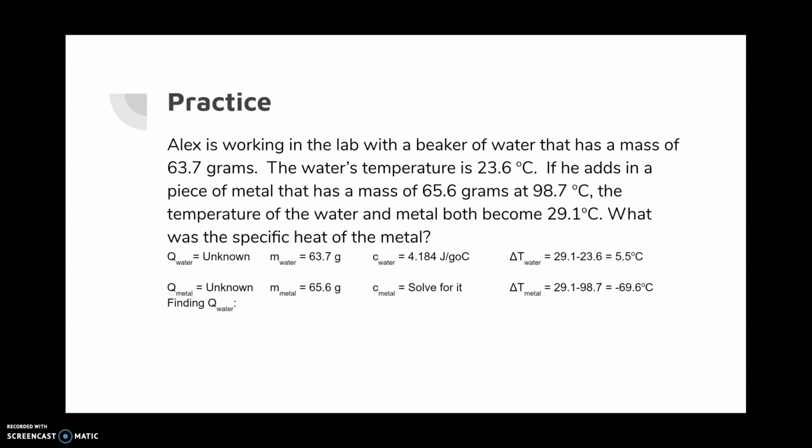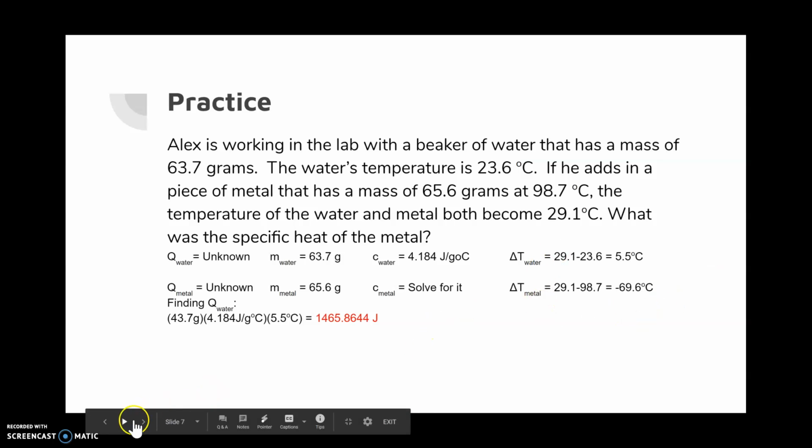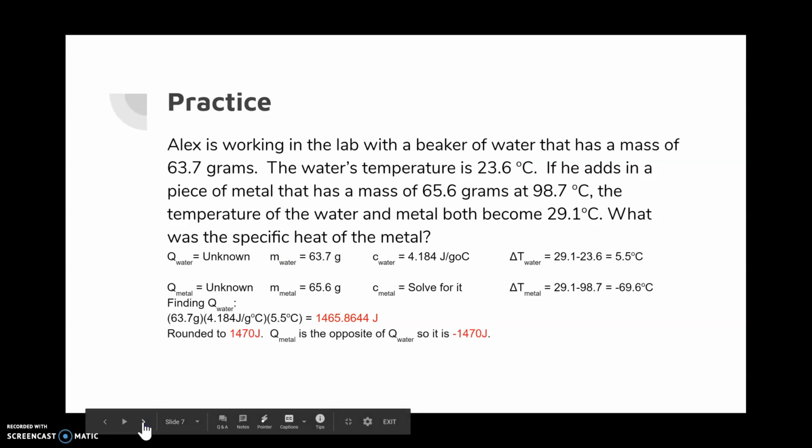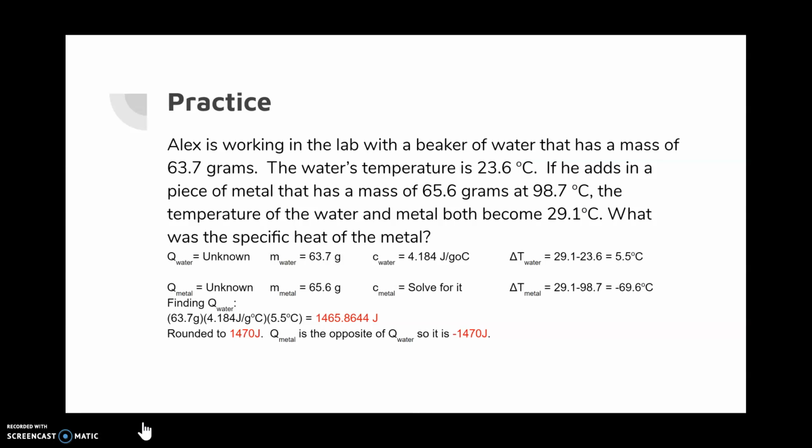And if you remember correctly, Q equals M times C times change of T. So I am going to take 63.7, which is the mass of the water, multiply it by the specific heat of water, 4.184, and multiply it by the change in temperature of the water, 5.5 degrees Celsius. This gives me 1,465.8644 joules. However, I have to round it to 1,470 joules due to the three significant figures that I see recurrent in this problem.